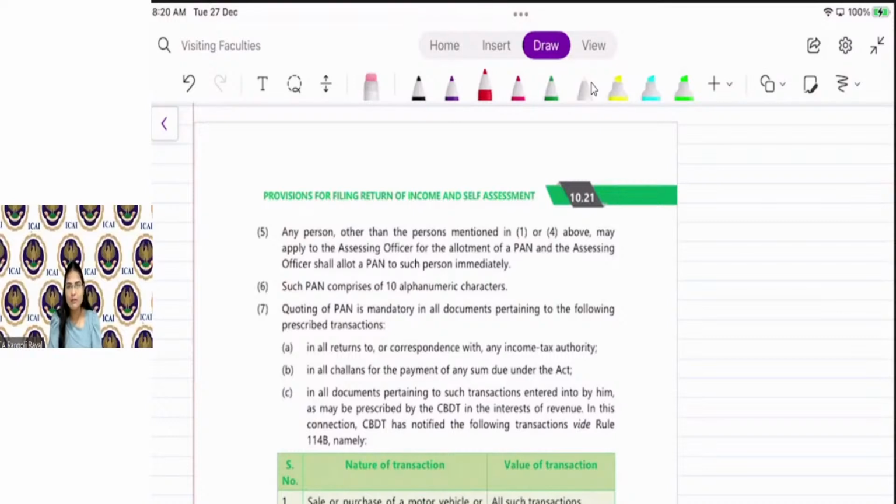In all documents pertaining to such transactions entered into by him as may be prescribed by CBDT. There are certain transactions that are prescribed by the CBDT. If you are doing that transaction, then you have to apply for PAN. You have to mention your PAN. Okay.